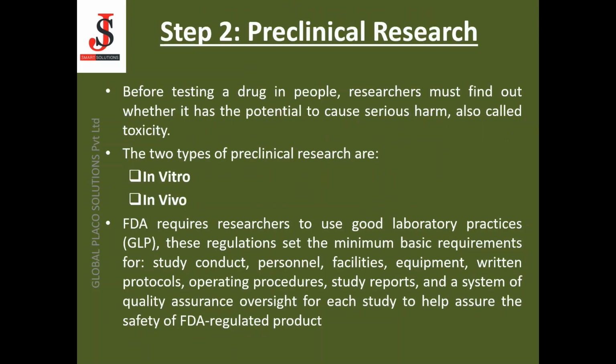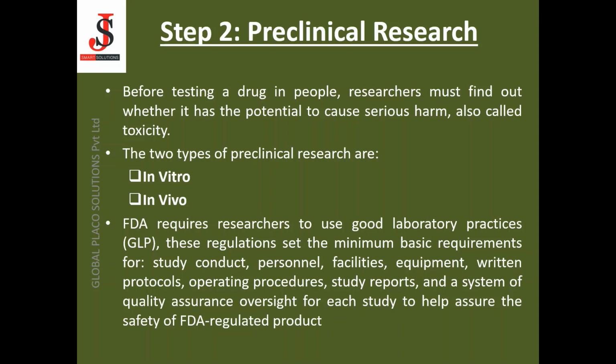Step 2, that is preclinical research. Before testing a drug in people, researchers must find out whether it has the potential to cause some serious harm, also called toxicity. The two types of preclinical research are in vitro and in vivo.